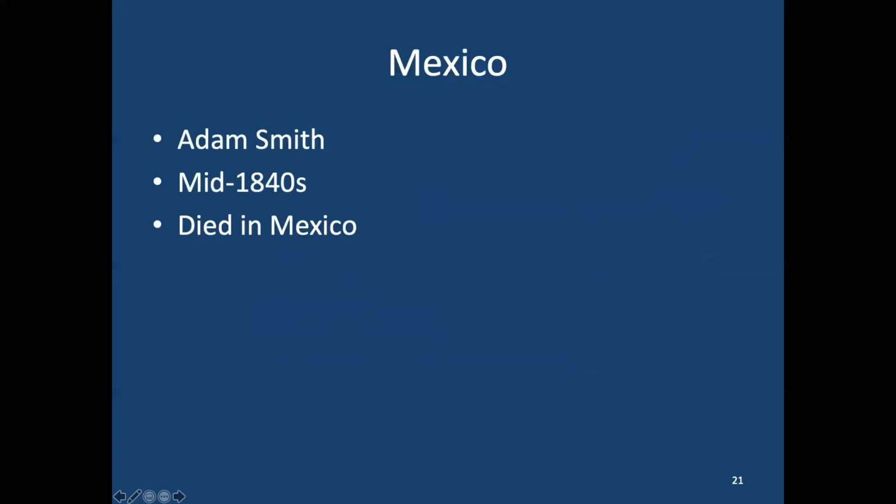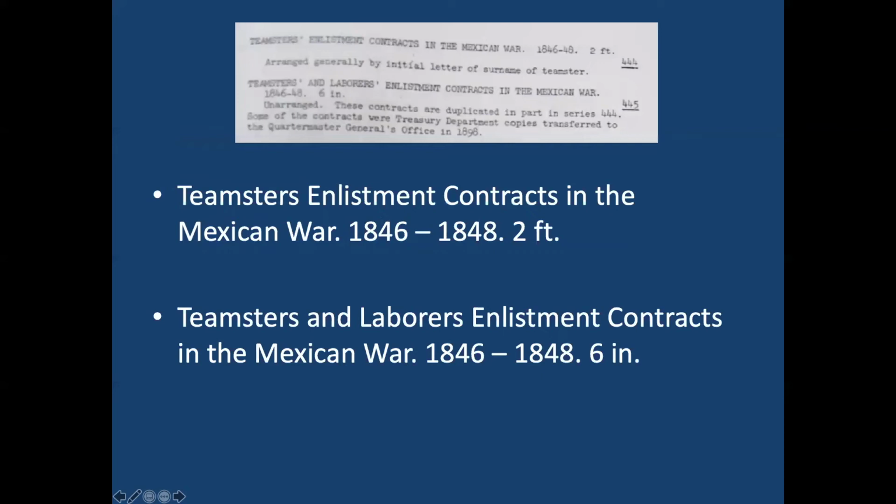Adam Smith who, in the mid 1840s, it was reported in his family, died in Mexico. Now, because somebody dies in Mexico doesn't mean it's Mexico. It could be Mexico, Missouri, or it could be Mexico, Maryland. But this guy actually was in the Mexican War. That's what happened in the 1840s.